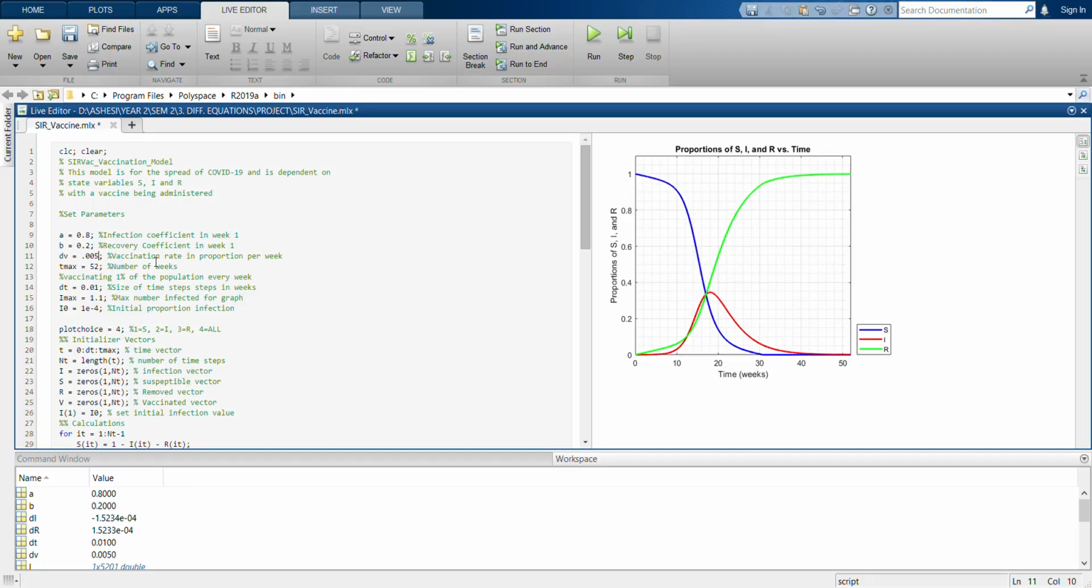Reverting to 0.01, which is about 1% of the population being vaccinated every week, drives the curve back down as we vaccinate more and more people. It does also look like it shifts the graph to the right, but not too far. Let's do 0.02, which is about 2% of the population every week. That will really flatten out the curve.